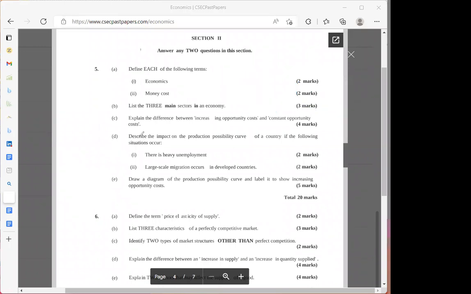Describe the impact on the PPC when the following occurs. Again, this might be one where you want to draw the curve for sure, right? So the impact on the PPC when there are two points. There's heavy unemployment. Let's start there. When there is heavy unemployment, what point are we at?